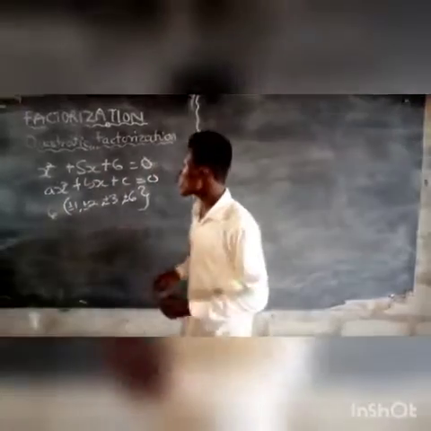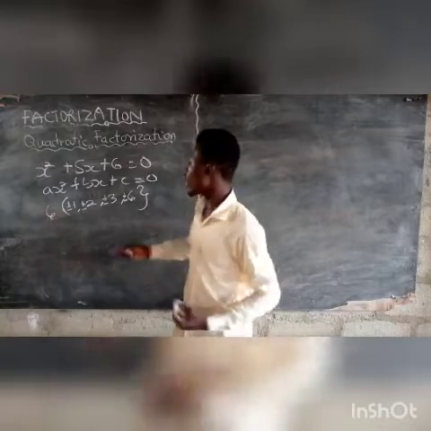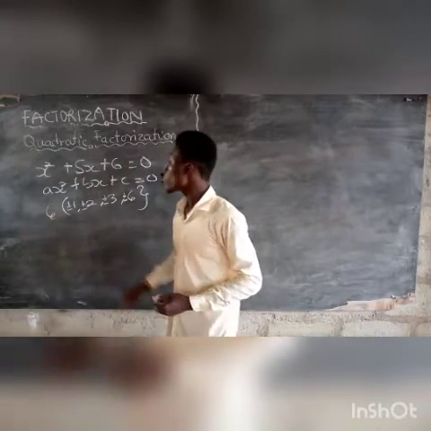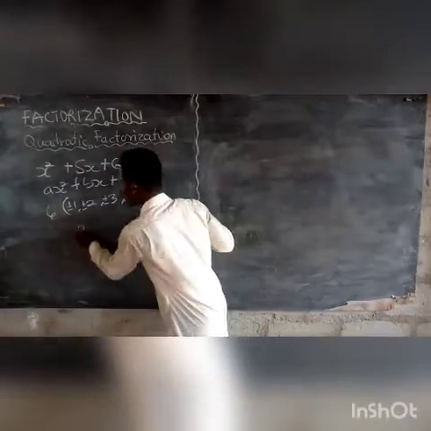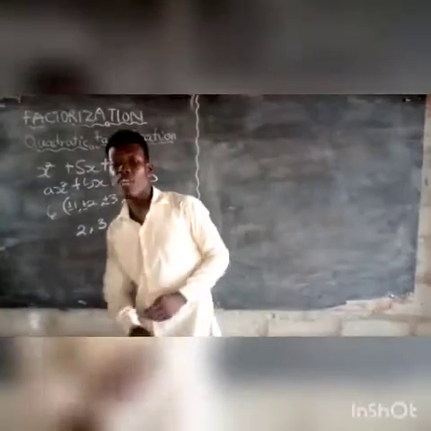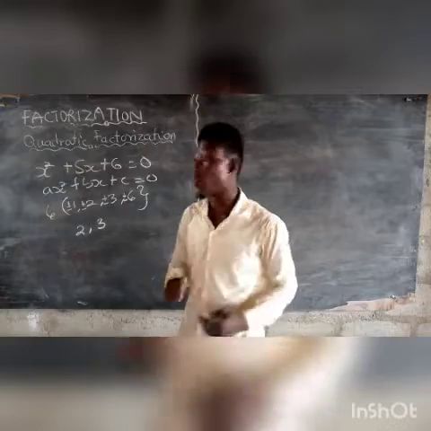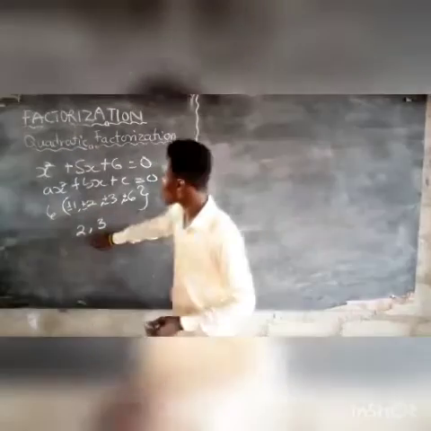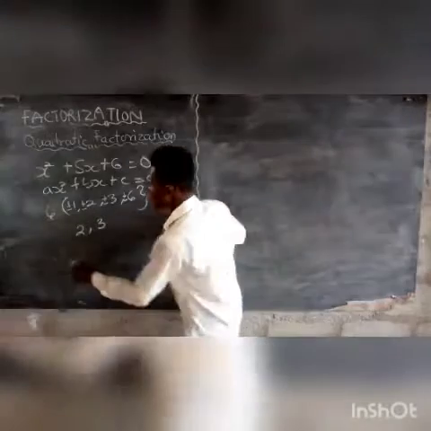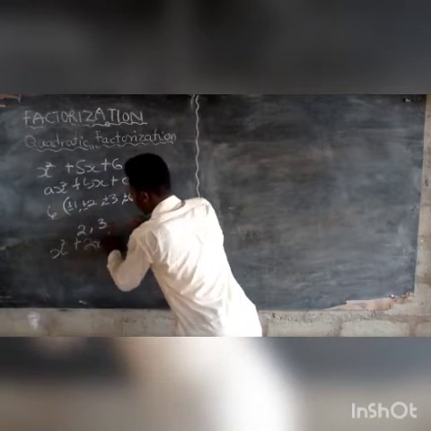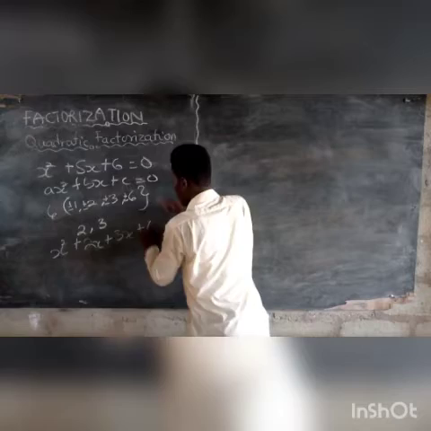In this case, two numbers that multiply to give positive 6, as a times c, and also add to give positive 5 are 2 and 3, which are my factors. Both positive 2 and positive 3 are my factors. What am I going to do with them? I'm just going to replace the 5 with them. So I get x squared plus 2x plus 3x plus 6 is equal to 0.